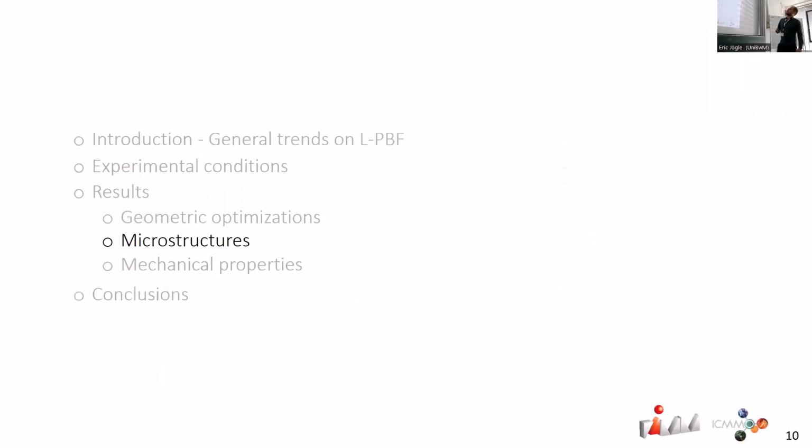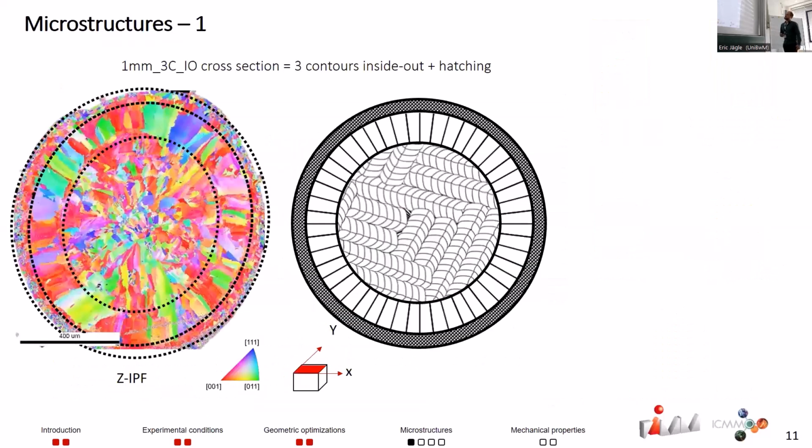So about the microstructures, here's my 1 millimeter, three-contour outside-in cross-section. I like to call it my dartboard because you can see the little things to aim for. And let's just break it apart.